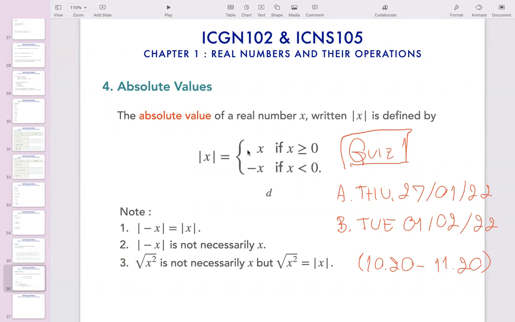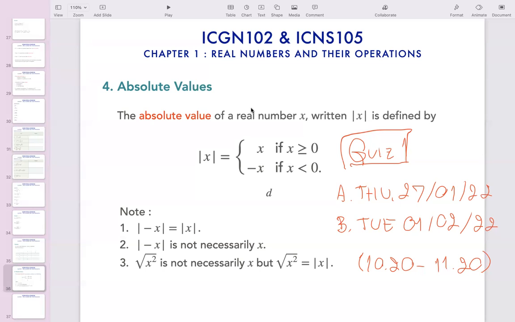Now let's see the online. We have 1 A and 3 B. So choice B. We will have the quiz on next Tuesday then.